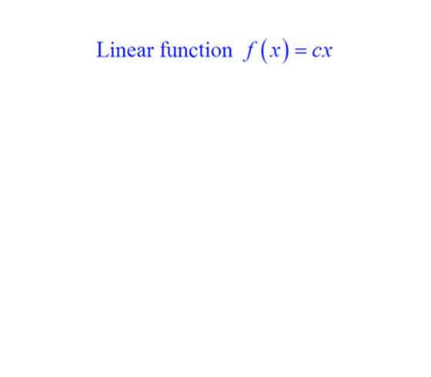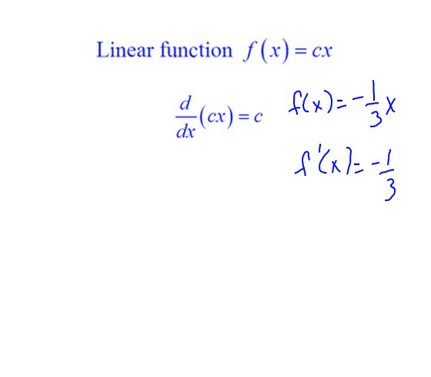Moving next to the linear function f of x equals cx. The graph of f is a line with slope c, so the derivative should be c. For example, if we had the linear function f of x equals negative 1/3 x, f prime of x would be negative 1/3.